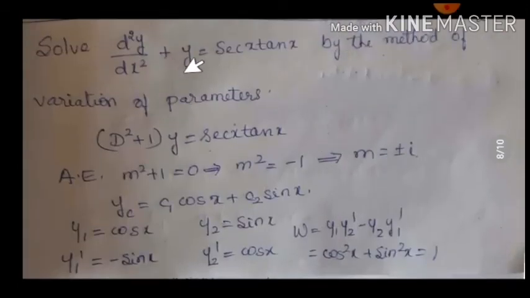Solve the second order differential equation where the right hand side is secant x into tan x. They asked you to apply the method of variation of parameters. Write the given differential equation using the differential operator D.